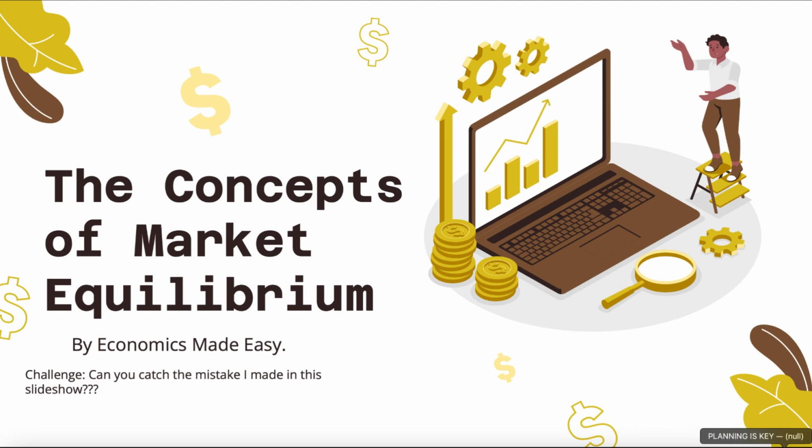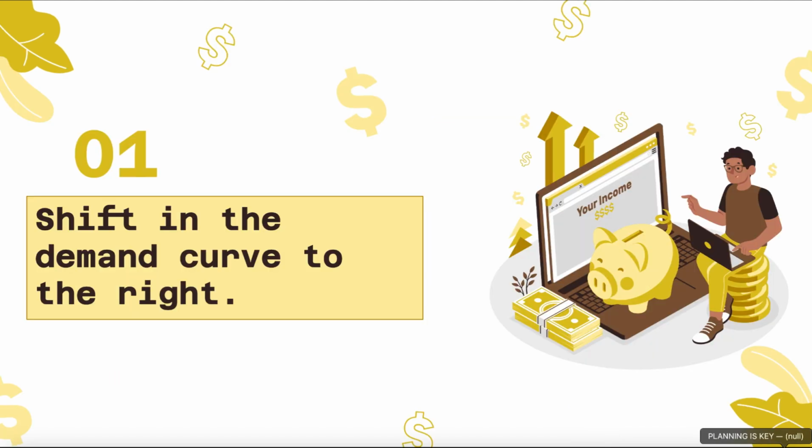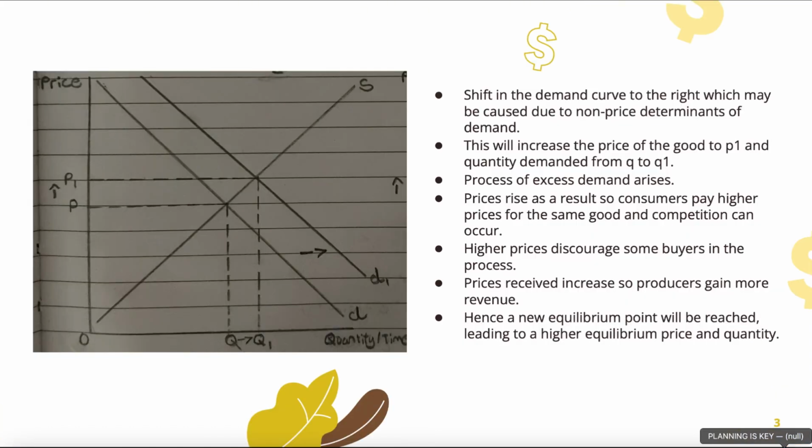So let's begin. The first thing that can cause this is a shift in the demand curve to the right. Now, let's expand on this further. First of all, there's a shift to the right. So that means that the demand is actually increasing. It's shifting, it's increasing, right? So there's a shift in the demand curve to the right, and this can be caused due to non-price determinants.